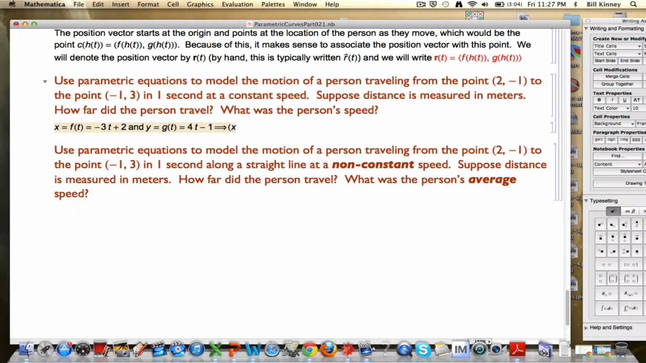We also thought about putting these together into a point-valued function that we called C(t), by taking these things and making them the first and second coordinates of the point. So this is a moving point, a point-valued function.